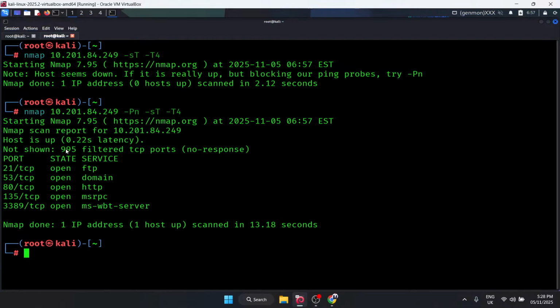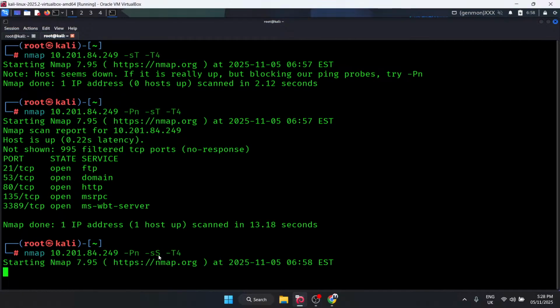Here you can see the TCP scanning is going on. But if I simply want to do the SYN scan, I will put hyphen sS and hit enter.